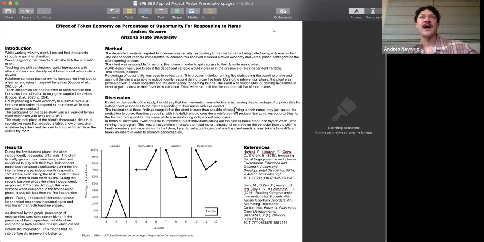So yeah, one idea I had was that the next time I run this kind of intervention is to instruct the learner, you can earn 2 tokens from me, but you have to earn 1 token from your mom, your dad, or your younger sibling to get the music video.